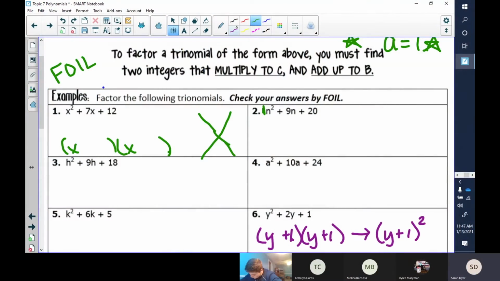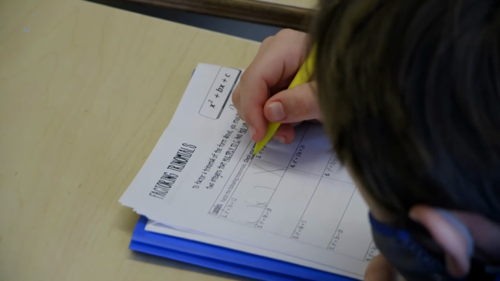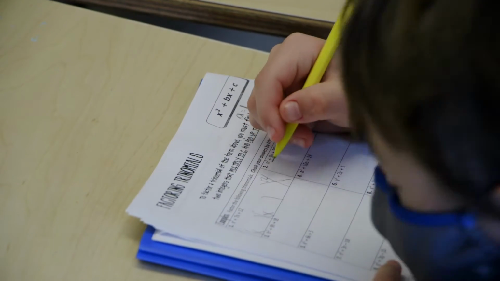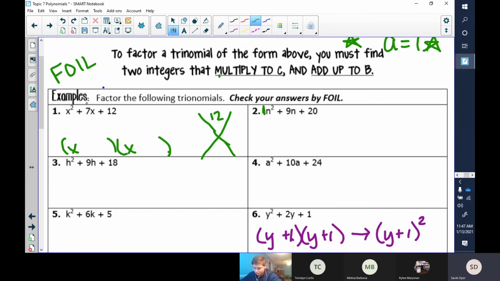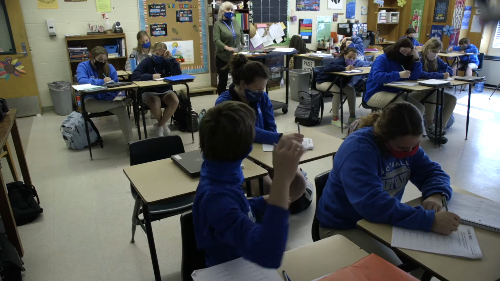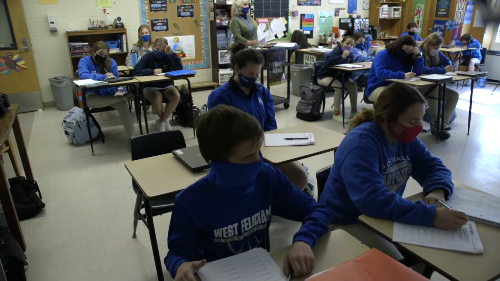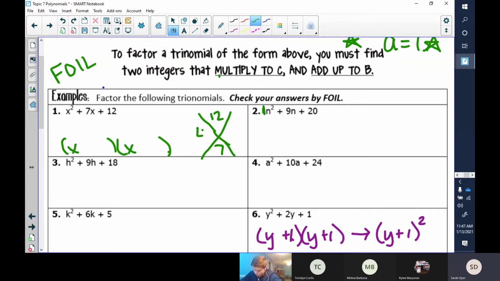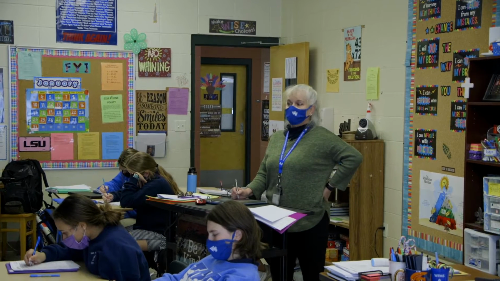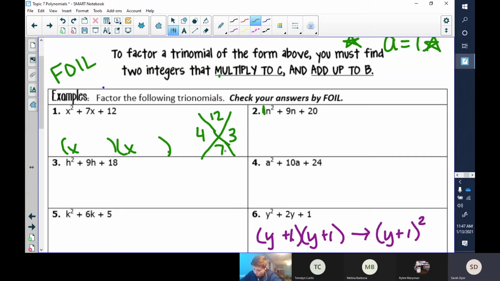And so it says I need 2 integers that multiply to c. What is c in this trinomial? 12. So I'm looking for 2 numbers that multiply to 12. And then I need 2 numbers that will add up to b. What is b in this trinomial? 7. Sir, you got it? Oh, yes, ma'am. Tell me. 4 and 3. Can y'all figure out how I got those numbers? Because 4 times 3 is 12, and 4 plus 3 is 7.